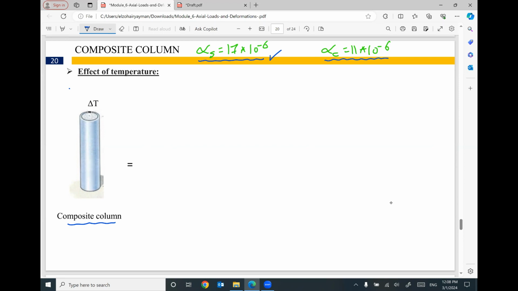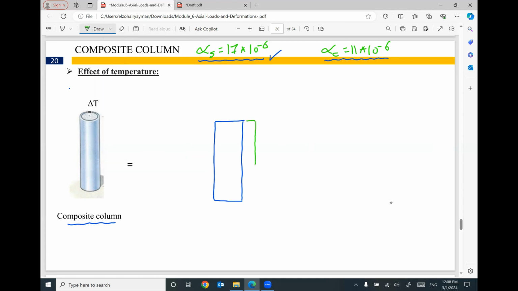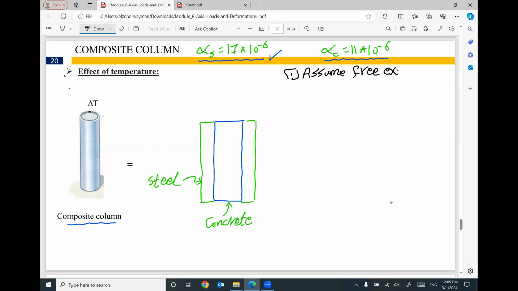We have concrete and we have steel. Originally, both of them with the same length. So this one is steel and this one is concrete. So I will first assume free expansion.